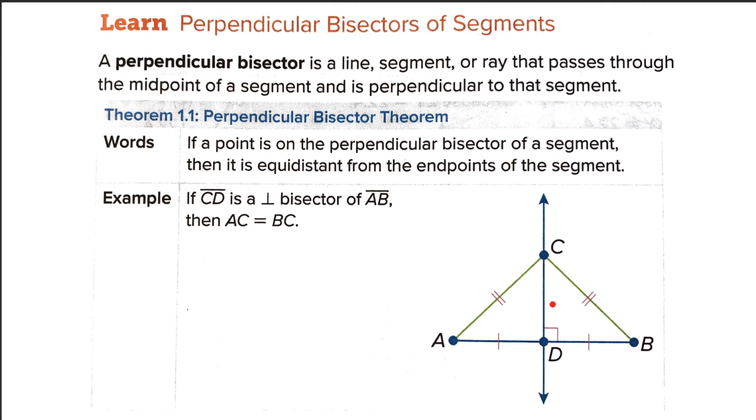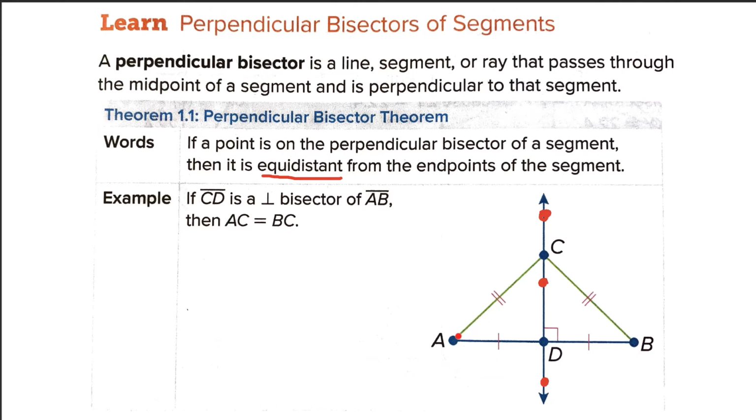That's the second part of this. So any point that lies on this line, it doesn't really matter where it is. It could be here, it could be here, it could be below. If you lie on the perpendicular bisector, the key word here is equidistant. You're equidistant from the endpoints. So any of these points on this line are going to be the same distance from A and from B.